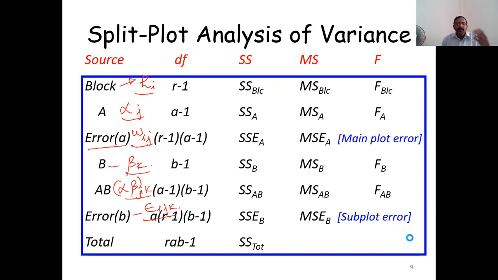We know mu is a grand mean. All the components are there. Is it clear? Pamelaita, Tanis? Yes, sir.